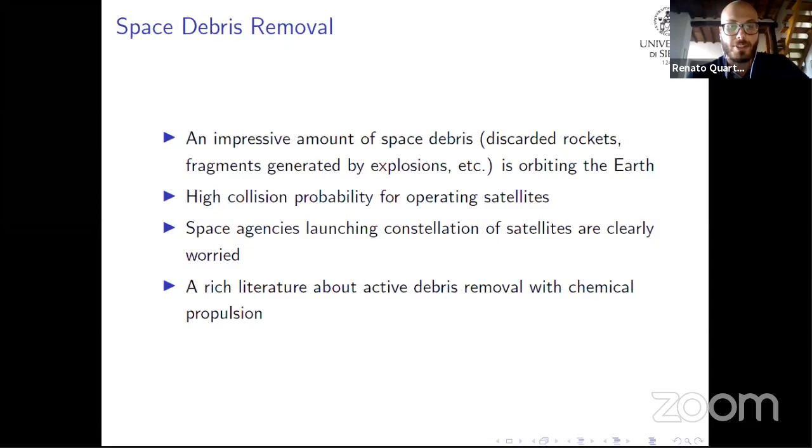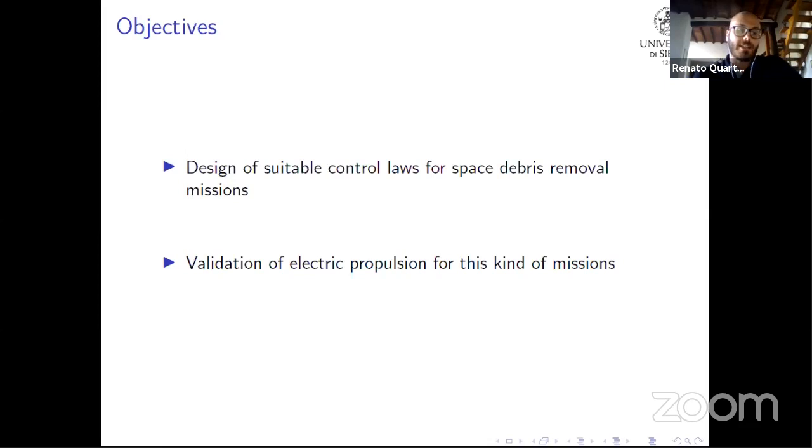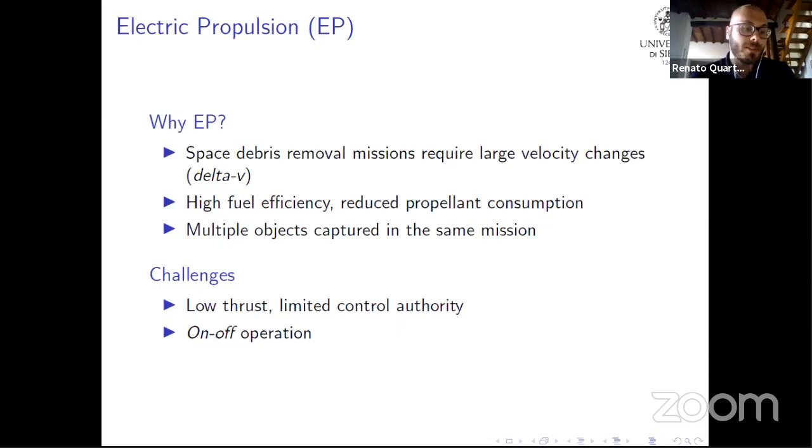In fact, there is a rich literature on these missions based on chemical propulsion. The objective of our work is to design and implement suitable control laws for such a mission, and furthermore to validate the usage of electric propulsion technology for this kind of mission. Electric propulsion could be an important technology to exploit for these missions because they require large velocity changes, and electric propulsion, having a higher fuel efficiency with respect to chemical propulsion, will permit reducing the propellant consumption and then capturing multiple objects in the same mission.